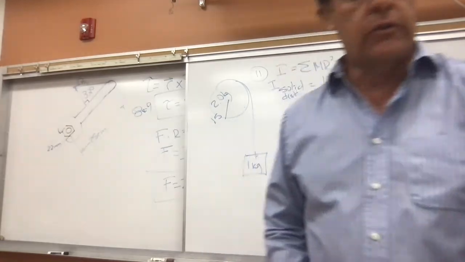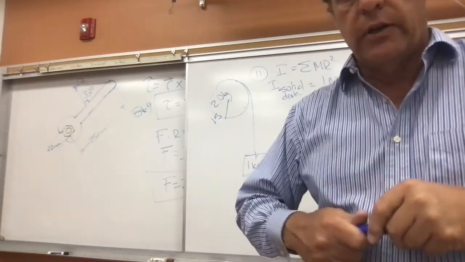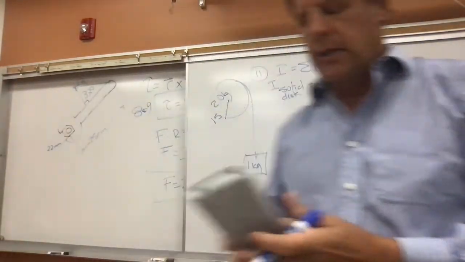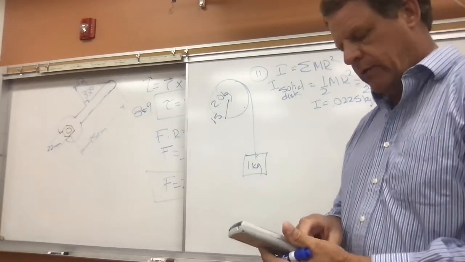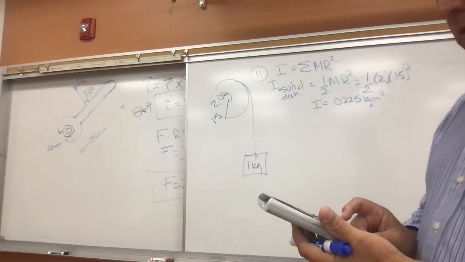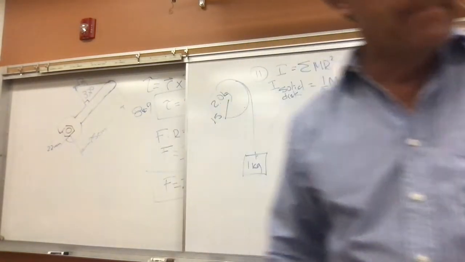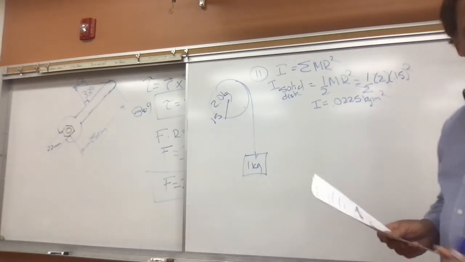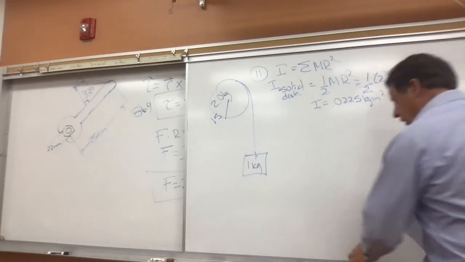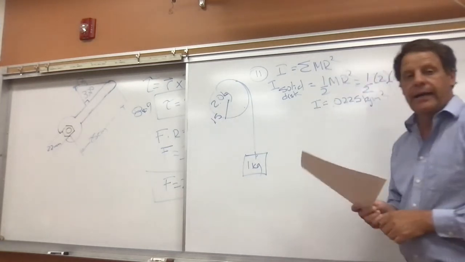And this is going to come into play as you guys have anticipated. I just want to double check that. 0.15 squared is 0.0225. Okay. What is the tension in the rope? All right, so we need to draw a free body diagram.